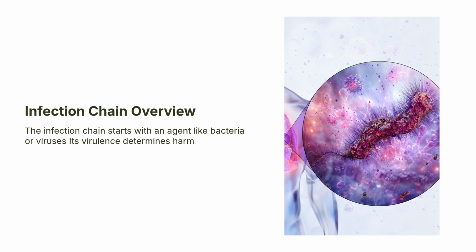The infection chain begins with the infectious agent. This could be a bacterium, virus, fungus, or parasite. Its ability to cause harm depends on its virulence and quantity. Breaking this link involves killing or removing the pathogen. Disinfection and treatment directly target the infectious agent.